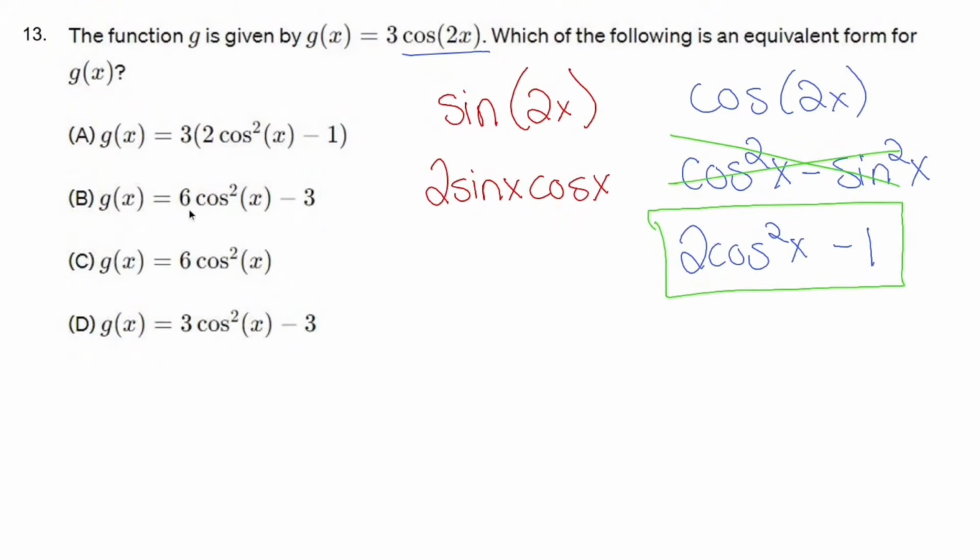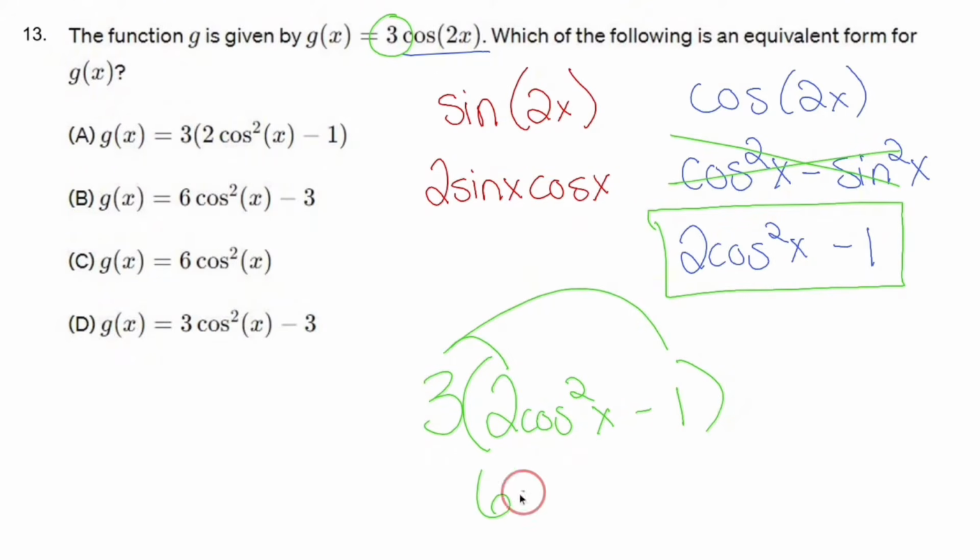So if you're looking for 2 cos squared x minus 1, you're not thinking correctly, because I'm multiplying 3 to this. So if cos 2x is going to equal that, then 3 cos 2x is going to equal 3 times 2 cos squared x minus 1. Distribute that 3, and you get 6 cos squared x minus 3, which is, oh, so close. Not you, you're missing that. It's going to be B. And it's going to be A.